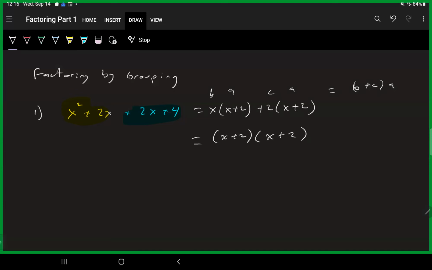In this case, this is a perfect square trinomial. And so it works with anything. If I have it set up in a certain way where I can factor out a greatest common factor from a pair, then we can use factoring by grouping.